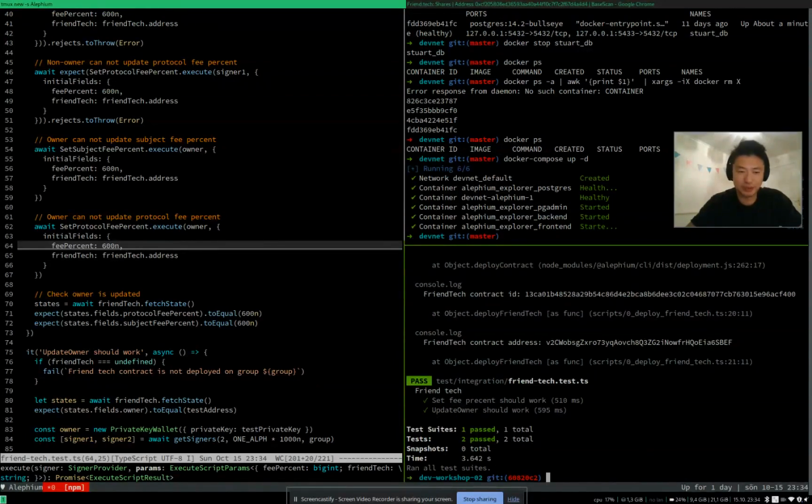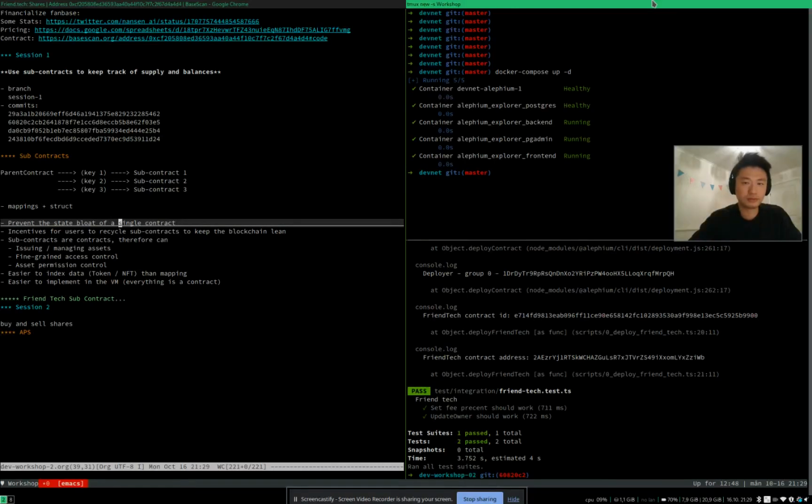Great, looks like it worked as well. Next, let's try to implement the feature to keep track of the share balances.